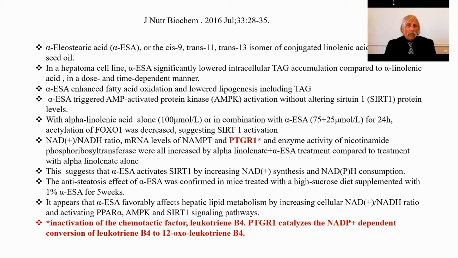It appears, therefore, that alpha ESA favorably affects hepatic lipid metabolism by increasing cellular NAD to NADH ratios and activating at the same time transcription factors and kinases. So transcription factor PPAR alpha, which is involved in transcription of beta oxidation genes, transcription and then ultimately, presumably, translation, so higher levels of beta oxidation. All right? The AMP kinase, which also induces the process of beta oxidation, and the SIRT1 cycling pathway because of the increased levels of NAD. All of it explained now.